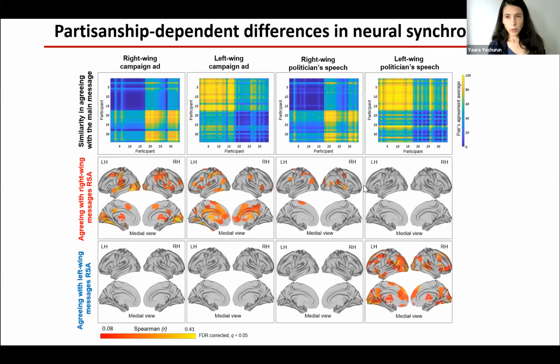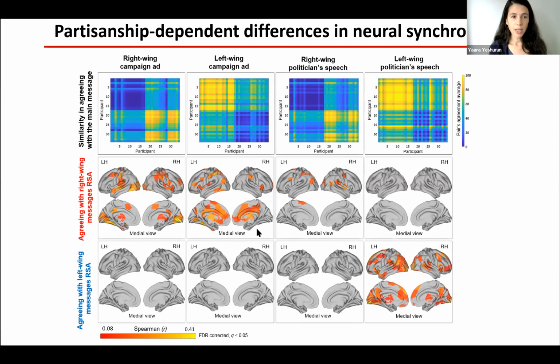The second method we used to test for differences in synchronization was the intersubject RSA. The idea here is to test whether the synchronization differences that we saw on the group level are also true on the individual level. So here we didn't use two groups, but rather looked at how similar each two participants were in agreeing with the main message of the clip.